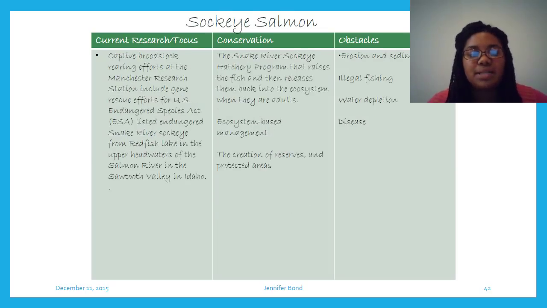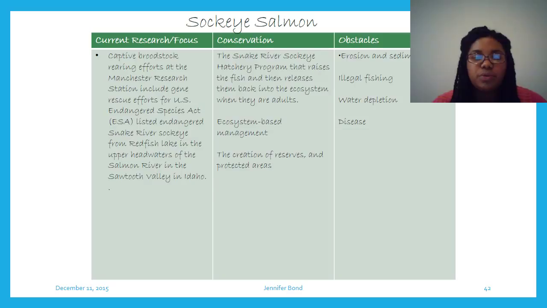And with sockeye salmon, research has been focused on captive broodstock rearing efforts at the Manchester Research Station, including gene rescue efforts for the U.S. Endangered Species Act, which lists the Snake River sockeye from the Redfish Lake in the upper headwaters of the Salmon River in the Sawtooth Valley in Idaho.